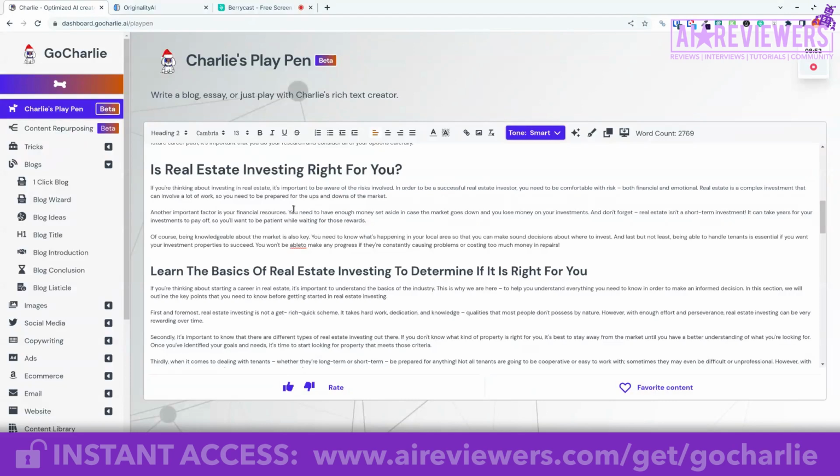Another important factor is your financial resources. You need to have enough money set aside in case the market goes down and you lose money on your investments. And don't forget, real estate isn't a short-term investment. It can take years for your investments to pay off, so you'll want to be patient while waiting for those rewards. Of course, being knowledgeable about the market is also key.